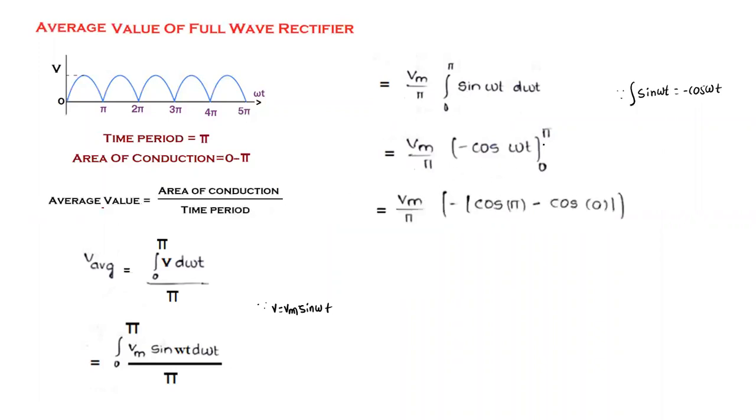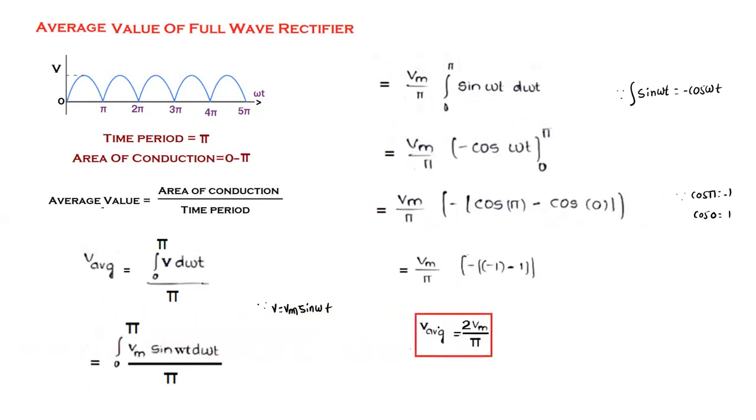So if you apply the limits, upper limit minus lower limit. Upper limit is cos pi, minus the lower limit, cos 0. Since cos pi is equal to minus 1 and cos 0 is equal to 1, we will replace cos pi by minus 1 and cos 0 by 1. Minus 1 minus 1 is minus 2, and with the minus sign, plus 2.